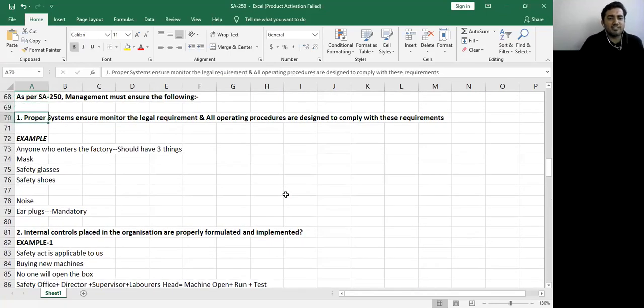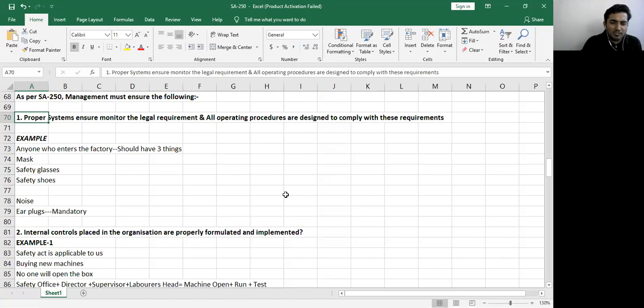Look at the first point. You should have proper systems that will ensure monitoring of the legal requirements, and all your operating procedures should be designed to comply with these requirements. So we took an example that in a factory, the law now says that you must have a mask, safety shoes, and safety glasses. So what have we done? We have kept these three things just outside the factory gate, and we have a trained watchman. Now that watchman will always ensure that anyone who is entering has these three things. मतलब मैंने अपने ऑपरेटिंग प्रोसीजर को ऐसा बनाया कि ऑटोमेटिकली लॉ फुलफिल होगा और सब कुछ सिस्टमैटिकली चलेगा.